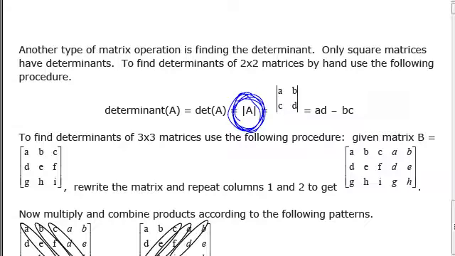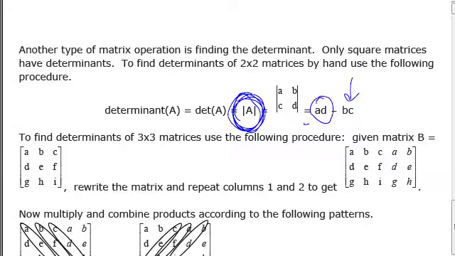What you're supposed to do is take your majors. I'm going left to right. I refer to that as your major. And then I'm going to go right to left. A times D, B times C. Major minus minor. AD is your major. BC is your minor. Now you kind of follow the same process with 3 by 3s.